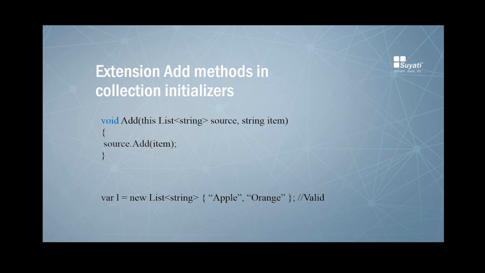As of C Sharp 6, collection initializers have changed so that an appropriate Add extension method is also permitted. Here this code has var1 equal to new List of string. It's also working fine because it uses the extension Add methods.